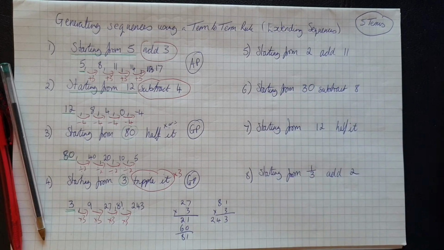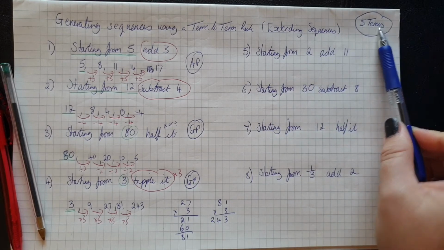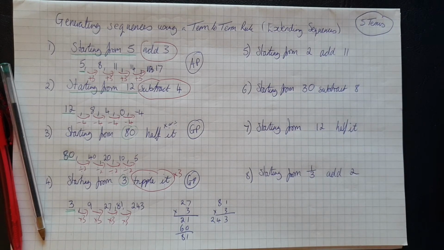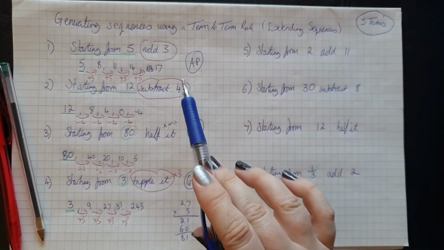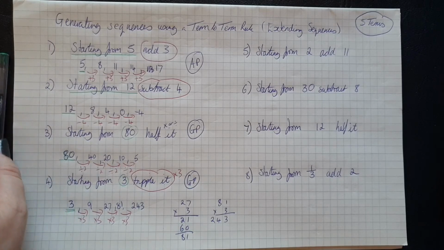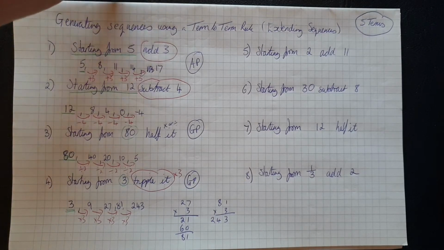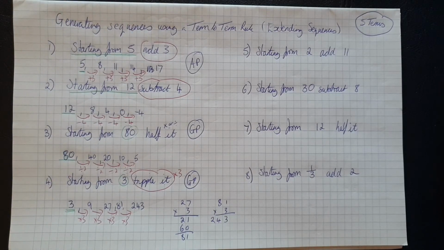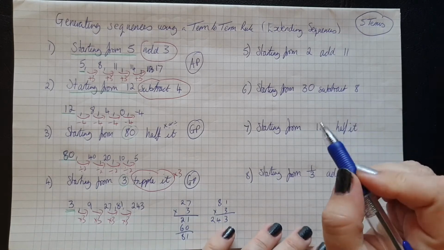5 examples here. I want you to find the first 5 terms of these sequences, and can you also please state whether they are APs, arithmetic progressions, or GPs, geometric progressions. As normal, pause the video and then check back in to see what your answers are. Okay, let's go through the answers.